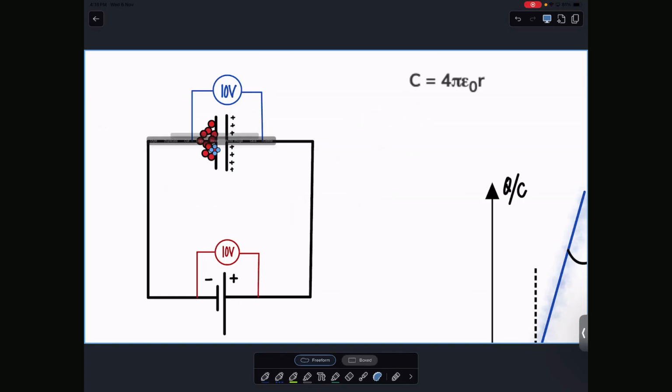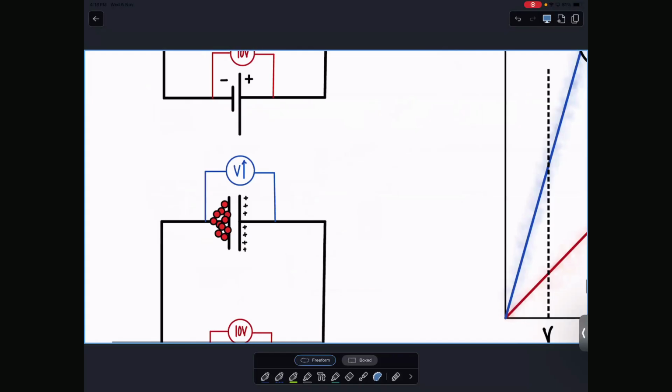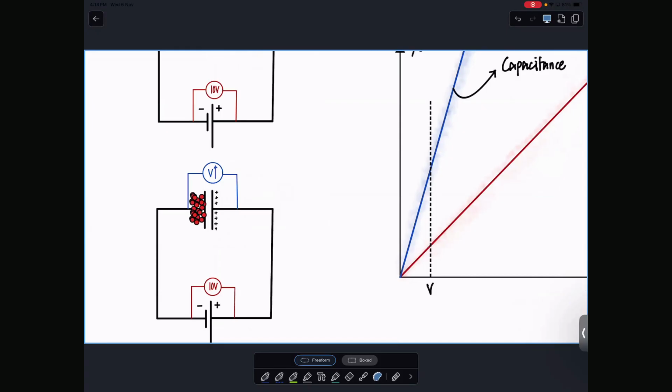1, 2, 3, 4, 5, 6, 7, 8, 9, 10, 11. So there are 11 electrons that made it to this capacitor. In what voltage? 10 volts, right? Now if I could put more charges here for the same voltage, wouldn't that mean this capacitor has the ability to store more charge for the same potential difference? Then we can call this capacitor what? A higher capacity, and that's what capacitance is. Capacitance literally means the ability of a capacitor to store charge for a certain potential difference.